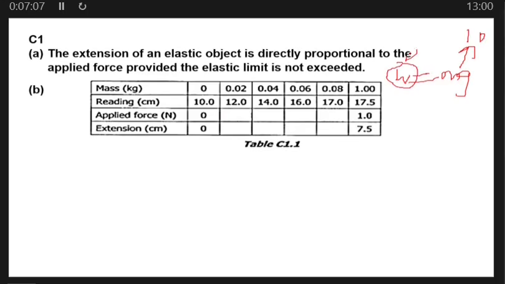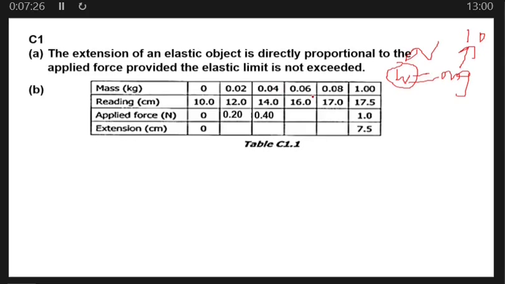This is why they're saying the force here. So what we will do now is multiply 0.02 by 10, which will give us 0.2. Then we'll also multiply 0.04 by 10, which will give us 0.4.